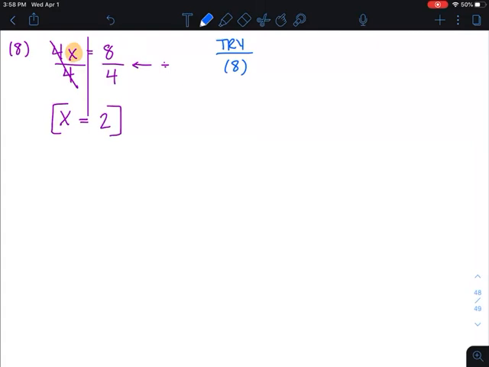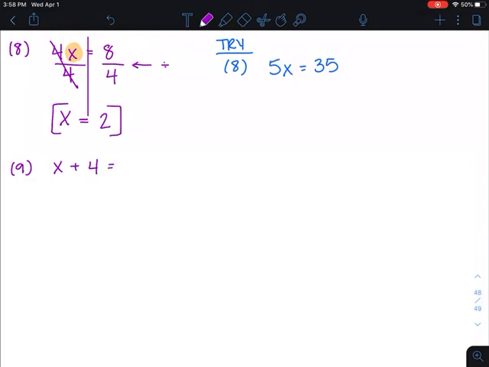For number 8, I want you to try x is equal to 35.